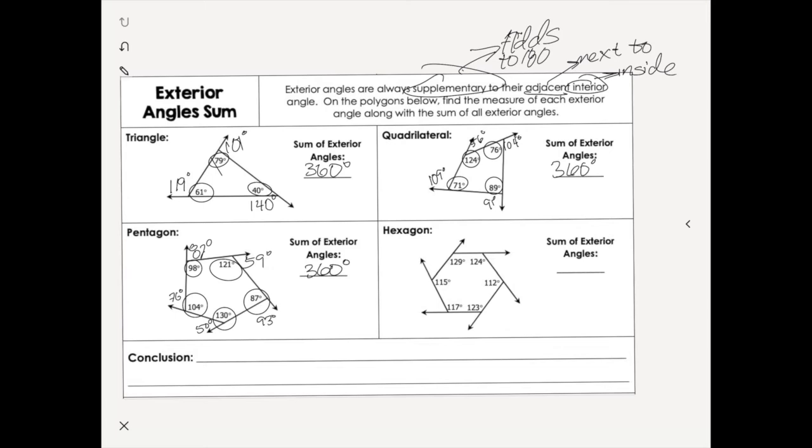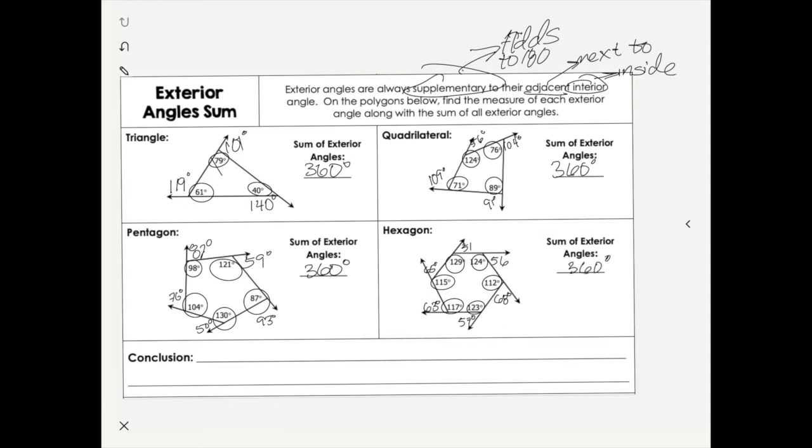Now, last one is a hexagon. This is a 6-sided figure. 180 minus 129, you're going to get 51. 180 minus 124, you're going to get 56. 180 minus 112, you're going to get 68. 180 minus 123, you're going to get 57. 180 minus 117, you're going to get 63. And 180 minus 115, you're going to get 65. Add all of them up on the outside, and you're still going to get 360 degrees.